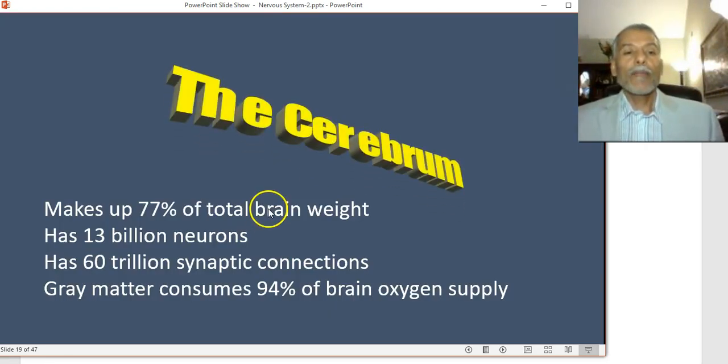So it makes 77% of the total brain weight, of course. It has more than 13 billion neurons by itself, and it has 60 trillion synaptic connections. It has gray matter and it has white matter, and the gray matter in the very top layer consumes about 94% of the oxygen supply that you have.